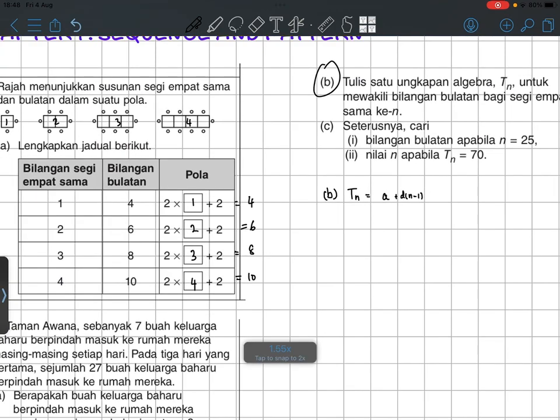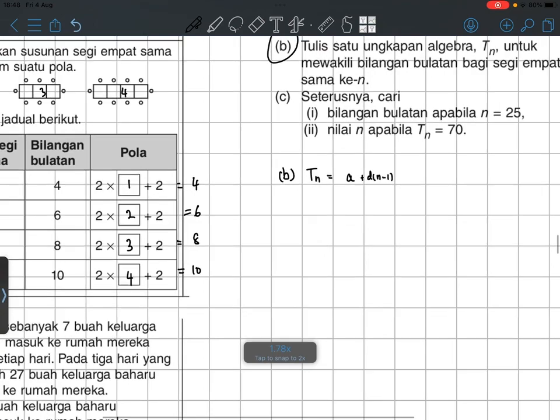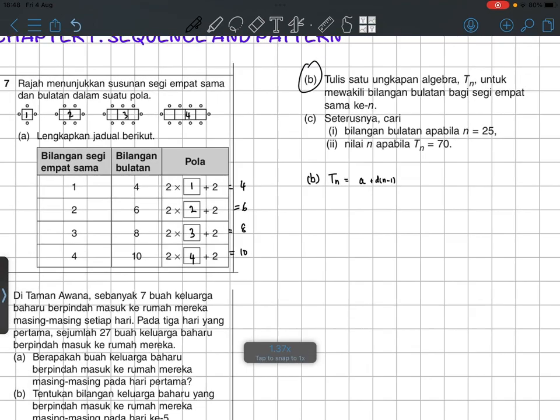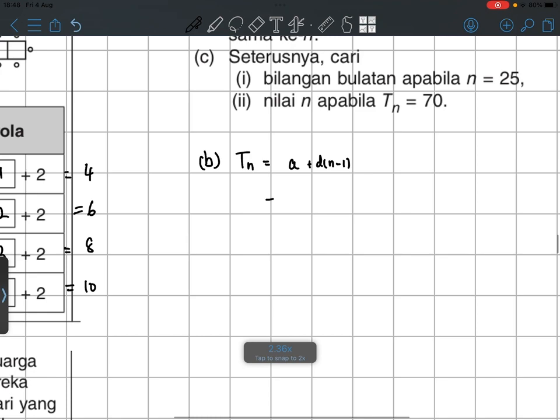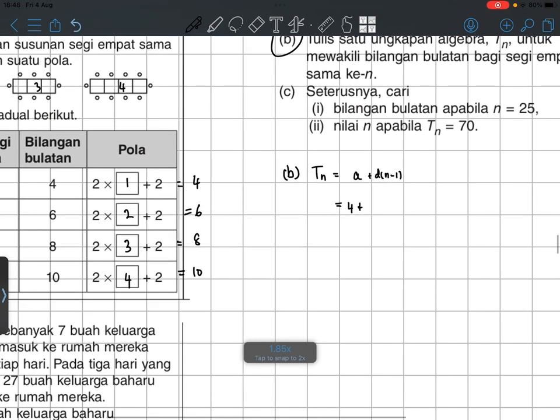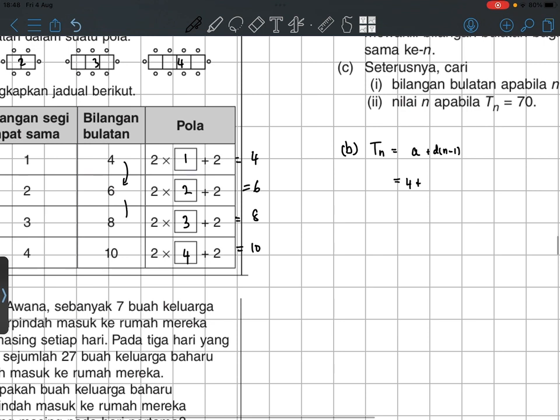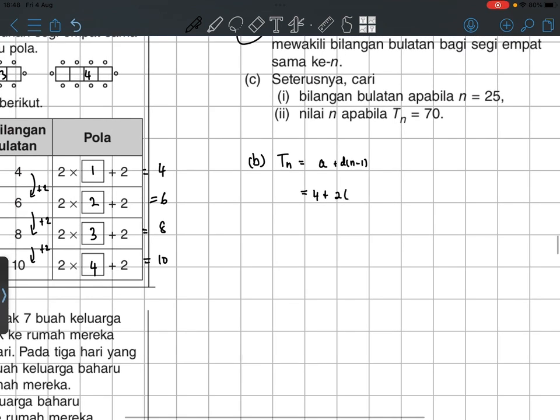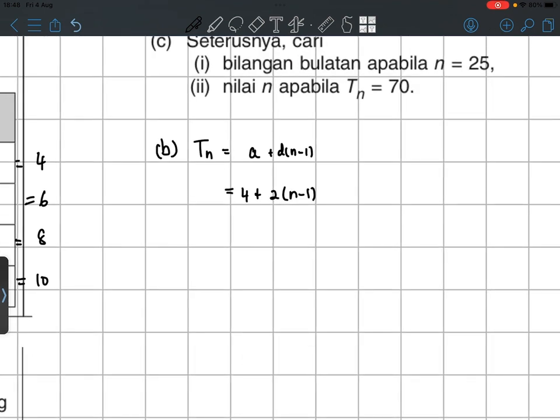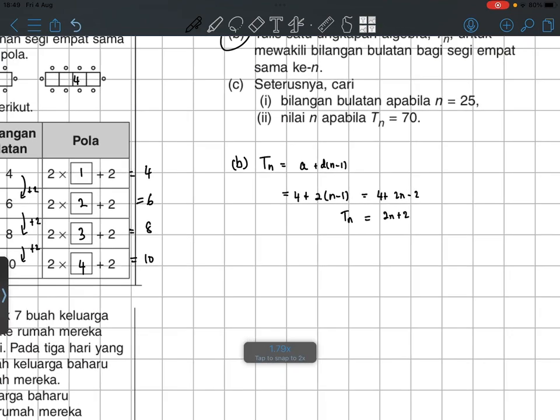So we know that a is the first term, so the first term is 4. So this is 4 plus, and the common difference is 2 because the pattern is increasing by 2 each time. So the value of d is 2, times n minus 1. So we just let n minus 1 stay as it is. Just expand this: 4 plus 2n minus 2, you get Tn to be 2n plus 2. Sorry, it's supposed to be plus 2.